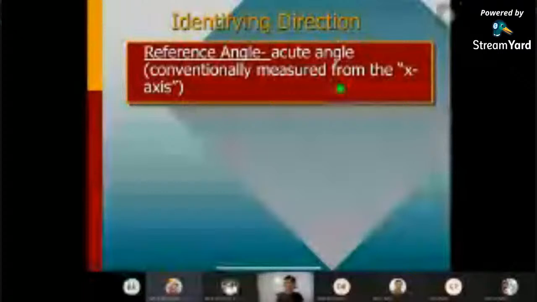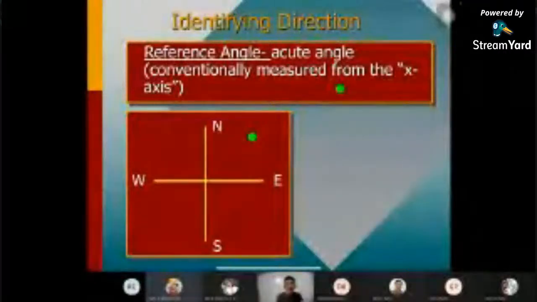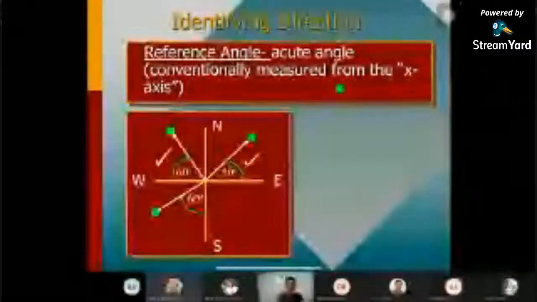So I highly suggest that students use the method as it is. But for this one, it's 60 degrees measured from the south.